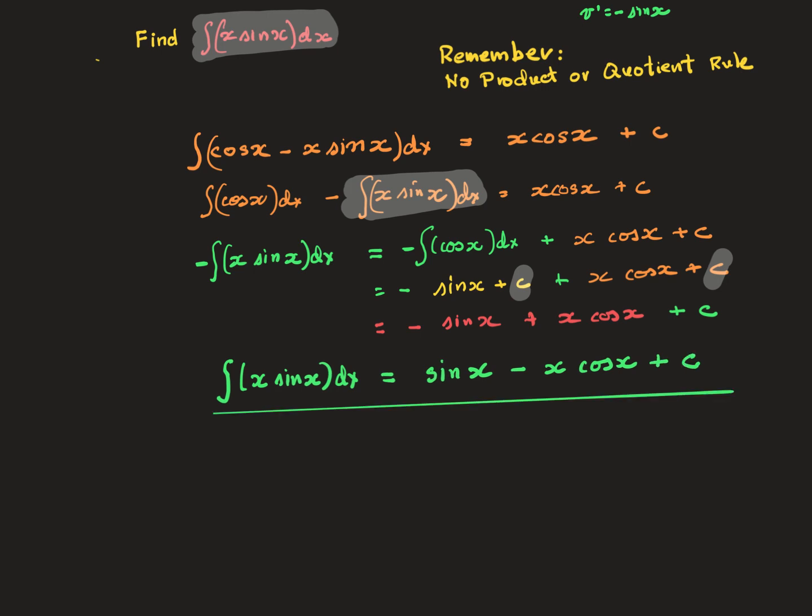And I just want to make it clear that as I was changing that negative sign on the right hand side to positive sin x and then negative x cos x, I didn't change the sign for the constant because there's no need to. That's just always going to be plus c.